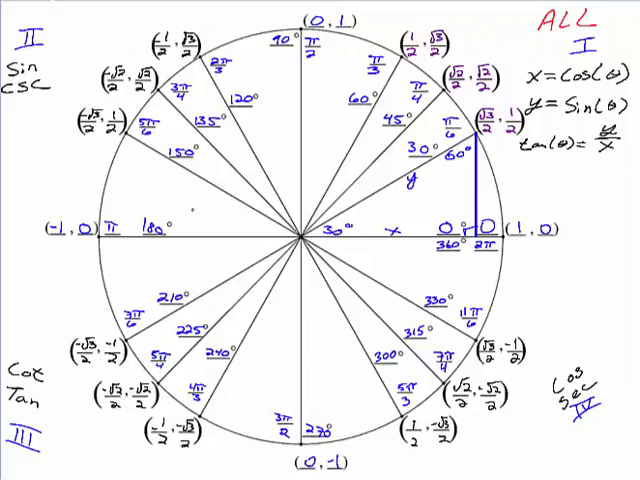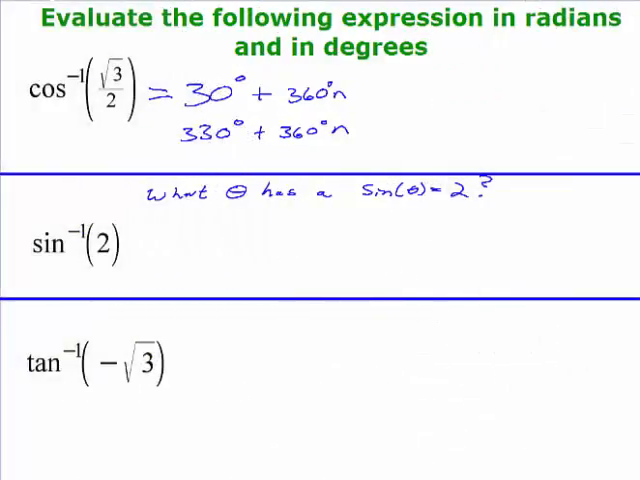Which coordinate is sine, x or y? Y. So I'm looking at my y coordinates: 0, 1/2, square root of 2 over 2. Are any of these 2? Is there anywhere on the unit circle that I can exist that has an arc sine of 2? No, because sine and cosine have to be less than 1. So there's no angle that has an arc sine of 2. You can just put does not exist. There is no arc sine of 2.